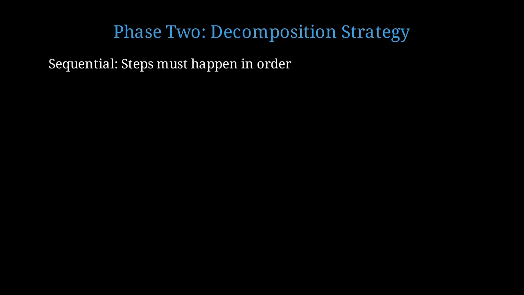Phase 2 is decomposition strategy. How do we actually break down problems? There are 3 primary strategies: sequential decomposition, parallel decomposition, and hierarchical decomposition. Sequential decomposition applies when steps must happen in order. For example, in calculus, you must find the derivative before evaluating it at a point.